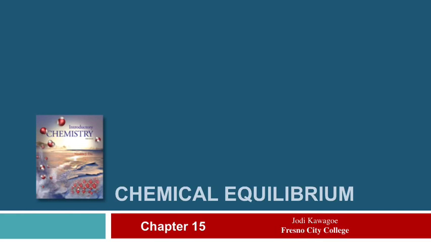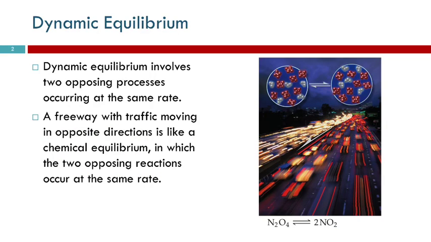Okay, Chapter 15, Chemical Equilibrium. We need to talk about what dynamic equilibrium means. So, a dynamic equilibrium involves two processes that are opposing each other. They're going against each other, but they're occurring at the same rate.